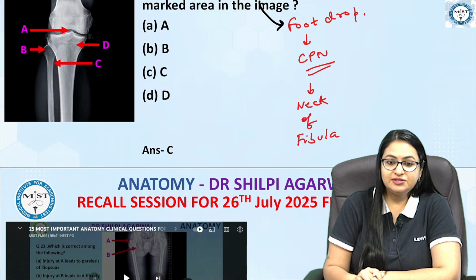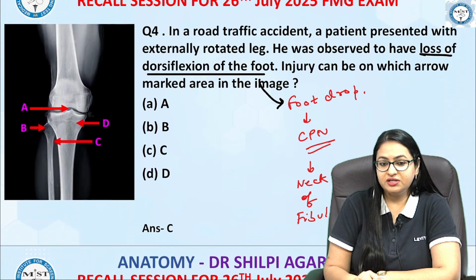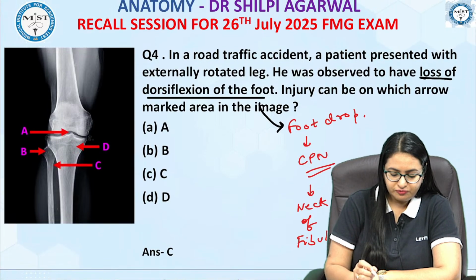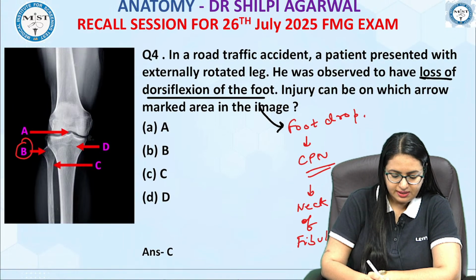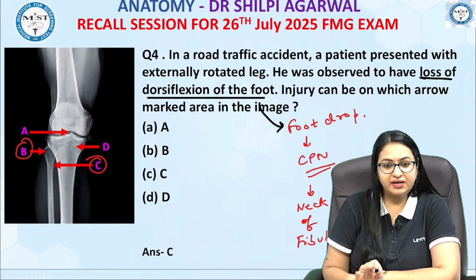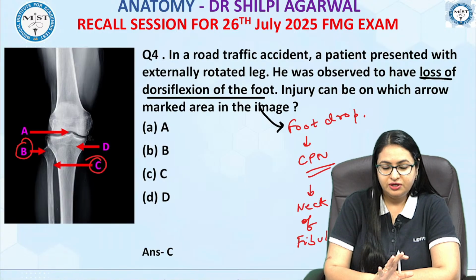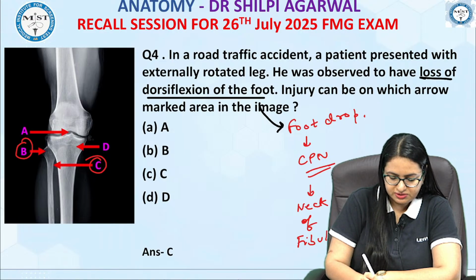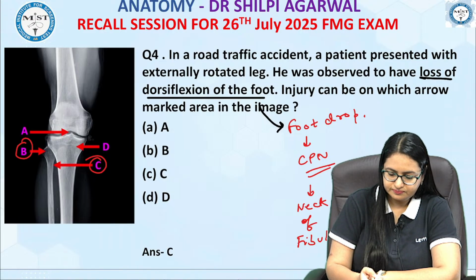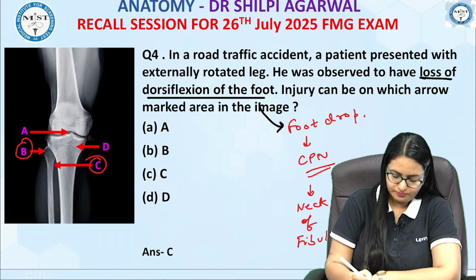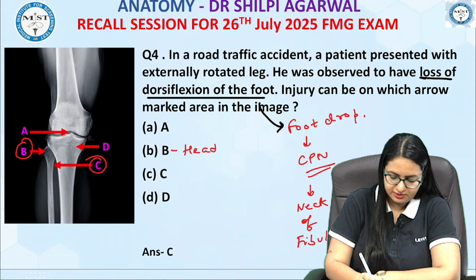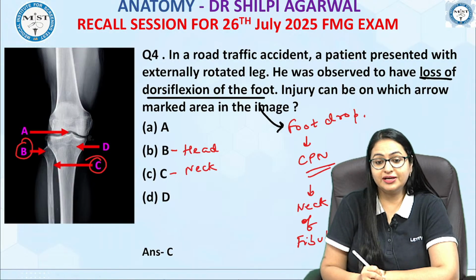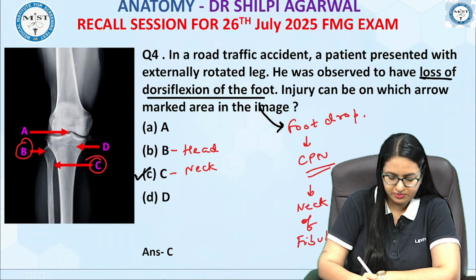So now let us see towards the arrows. We have to identify at which point the injury can be. If you see B and C, both these arrows are towards the fibula. When you talk about B, B is towards the head of fibula, and C is towards the neck of fibula. So therefore the answer here will be this arrow.